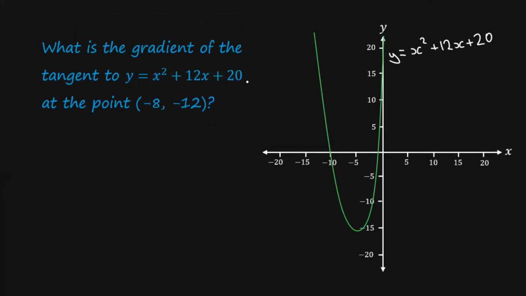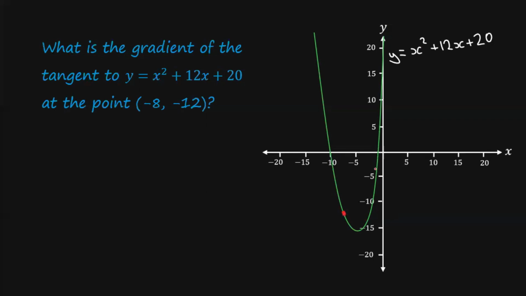Okay, so let's have a look at another example. This one's just a little bit harder, but we can follow exactly the same process and we should be able to find the gradient of the tangent that we're after. First of all, the curve is x squared plus 12x plus 20, and the point we're after is (-8, -12). I'll just point out where that point is. It looks like it's going to be about there. That looks about right.